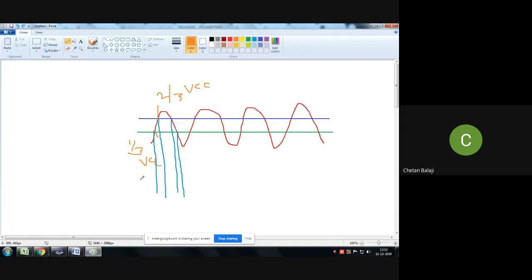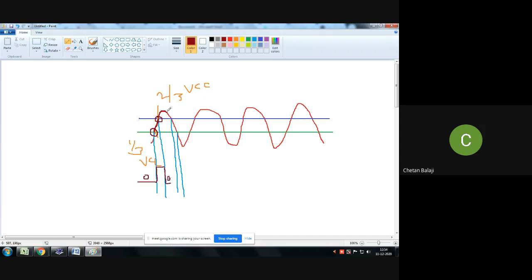Before that, let me have one more color. Output will be 0 here. Once the input crosses this point, 1 by 3 VCC, output goes high. The input keeps on moving up to this point, and till that point output will remain high. Once the input crosses this point, output becomes 0.